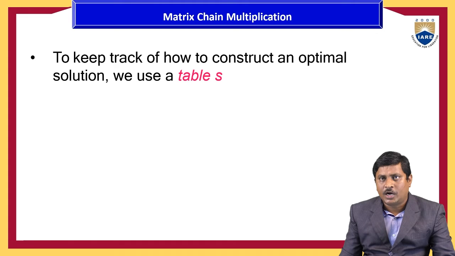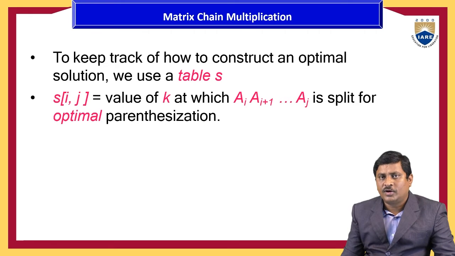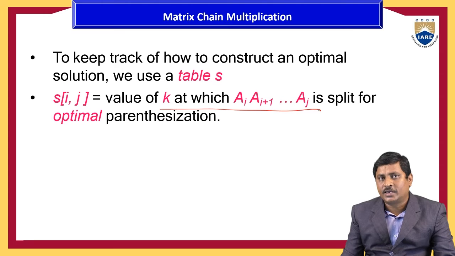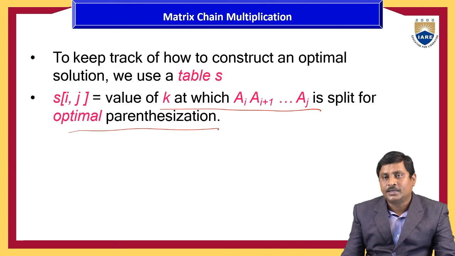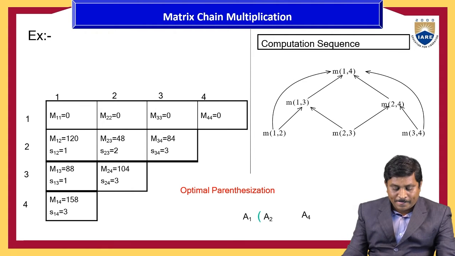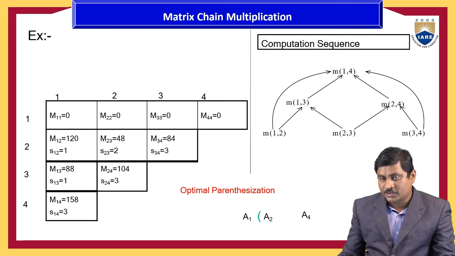To keep track of how to construct an optimal solution, we use a table s. s[i,j] is the value of k at which Ai..j is split for optimal parenthesization. Now here we find how to find these values. We see that one.